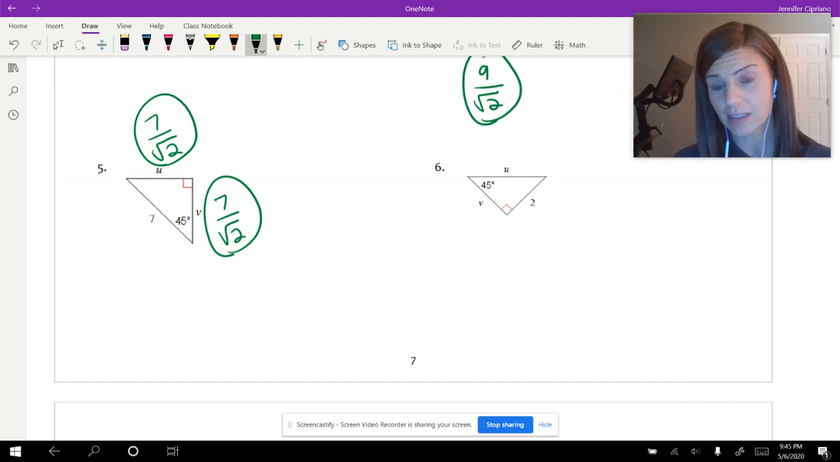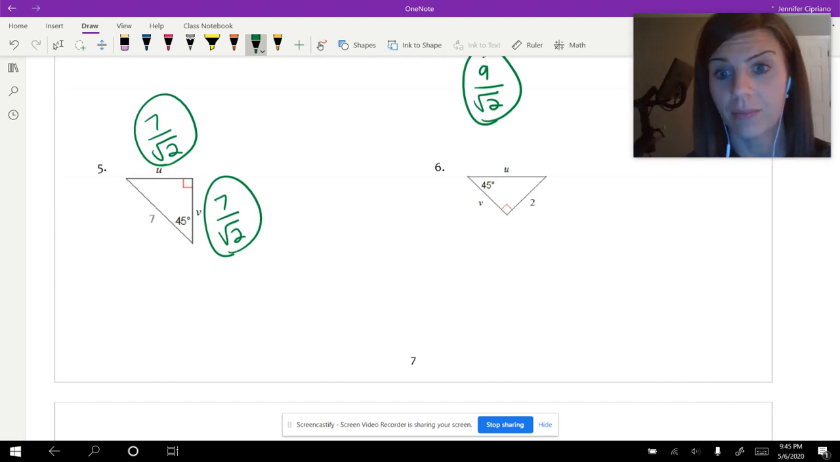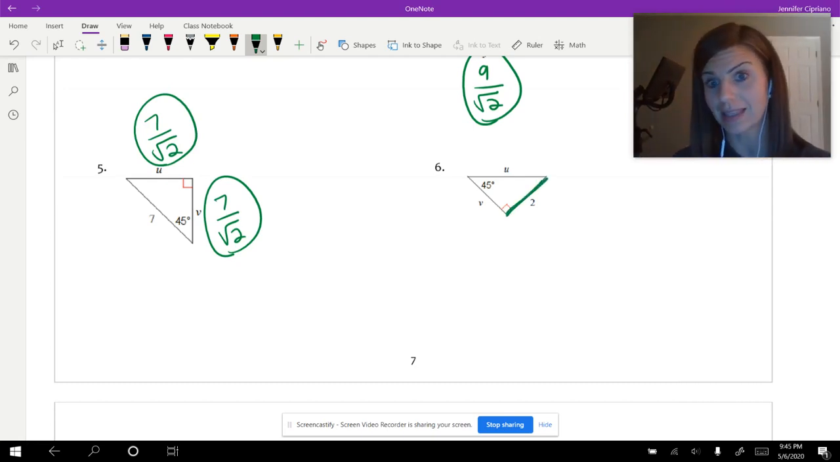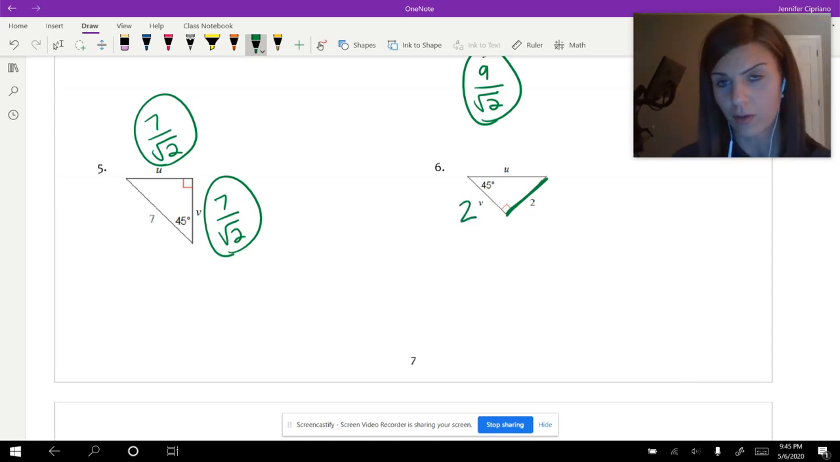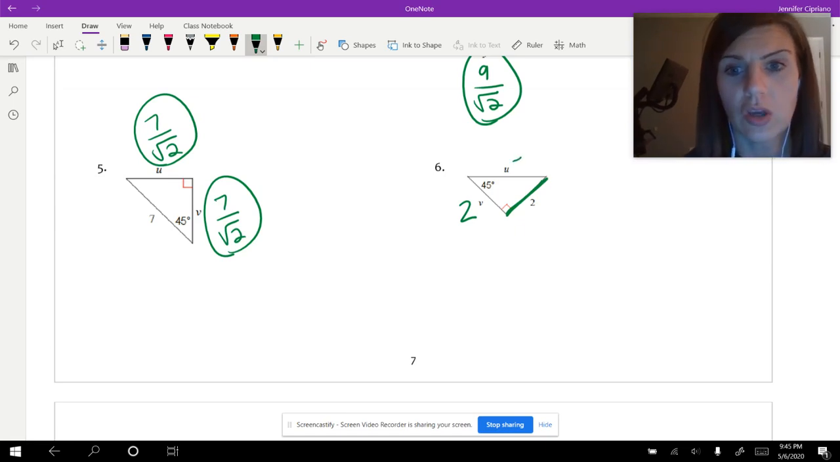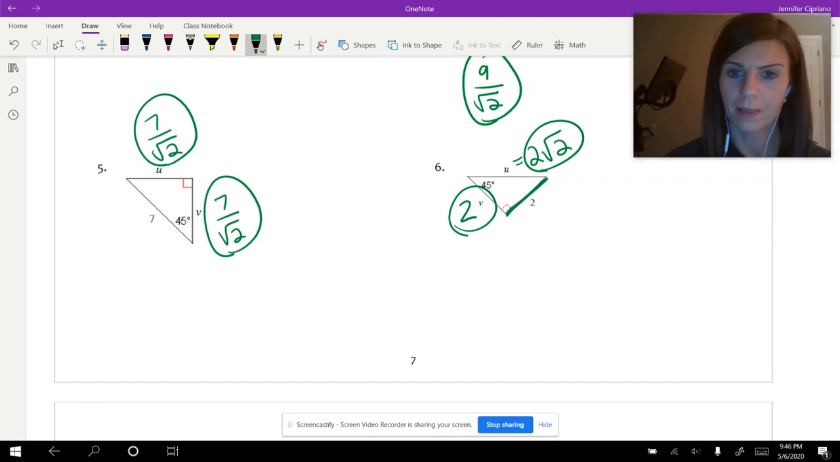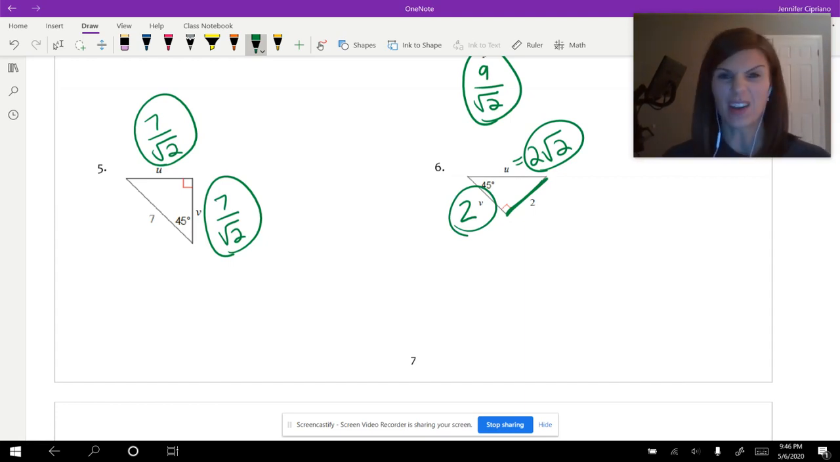In number 6, we were given a leg. This is one of the sides that creates the 90-degree angle. V is the other side creating the 90-degree angle, so that's where the other 2 goes. And U is our hypotenuse, so it would be 2 root 2. Okay, so with 45, 45, 90, you really are either multiplying by root 2 or dividing by root 2. Just depends which direction you're going.